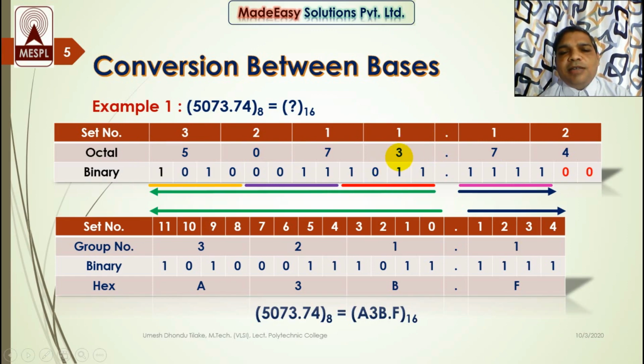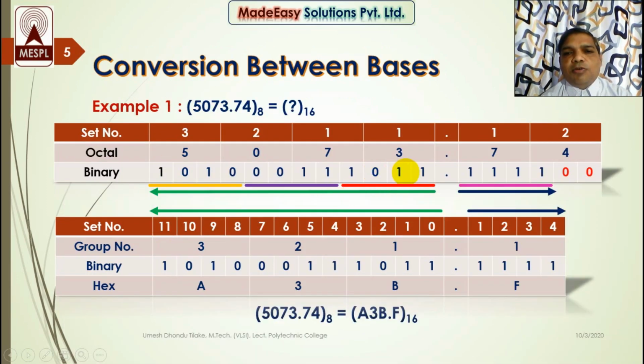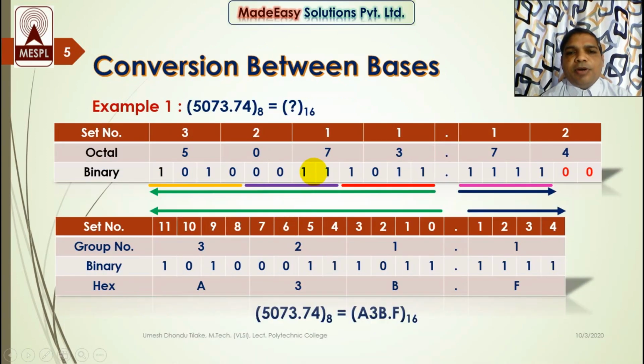So here the binary equivalent of 3 is 011. We can refer to the table. See here, octal 3 is equal to 011 in binary, so I have plotted 011 over here. Then octal 7 is equal to 111 binary. So I have plotted 111 here directly by referring to the table.